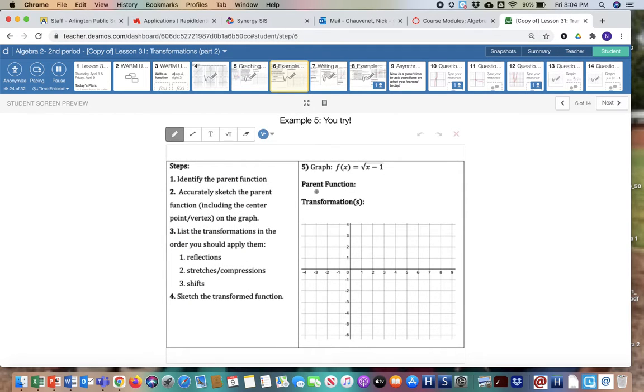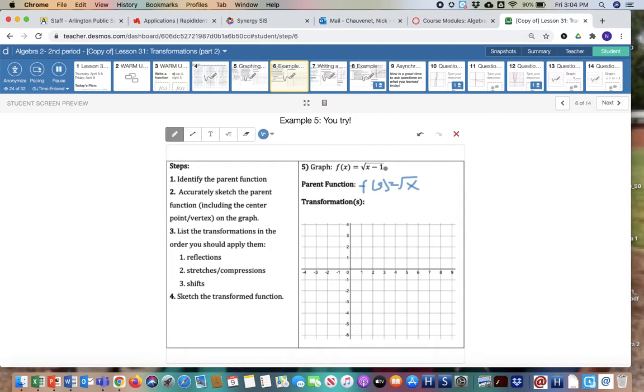So then there's an example for you to try here. So you see this graph right here. Hopefully right away you're like, hey, I know what graph that is. That parent function is going to be the square root of x. So it's going to be f of x equals the square root of x, which I'm just going to type out. So f of x equals the square root of x.